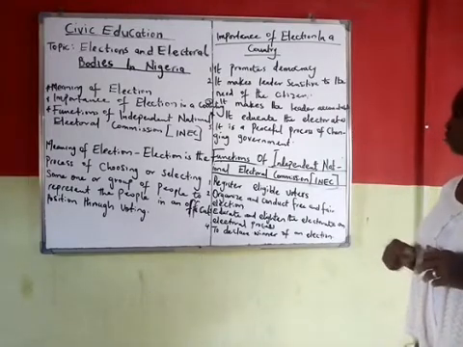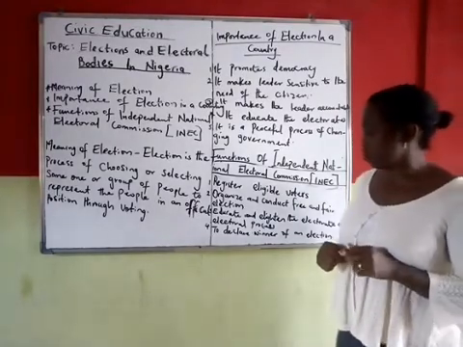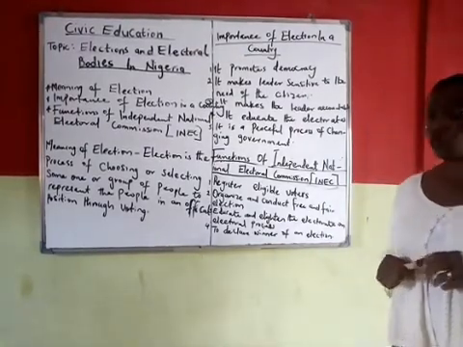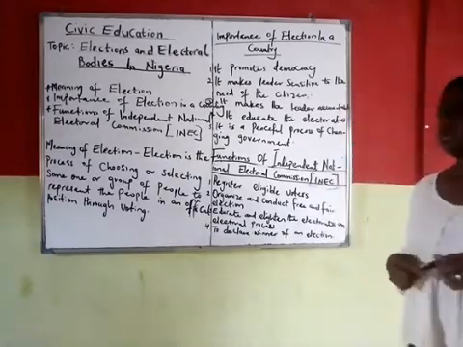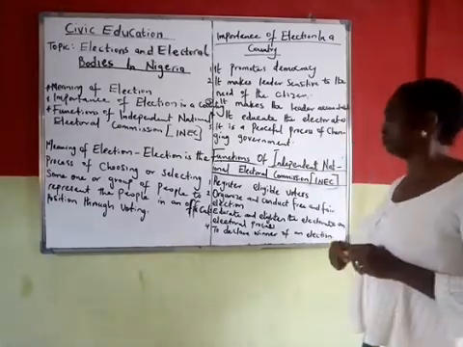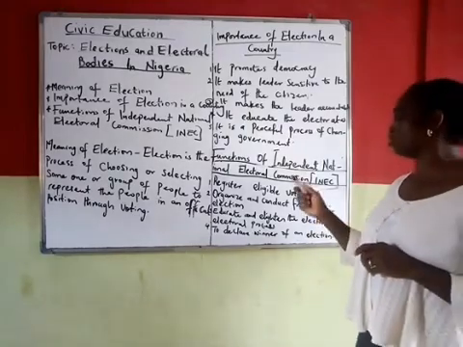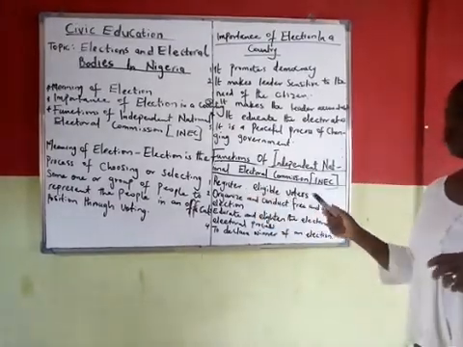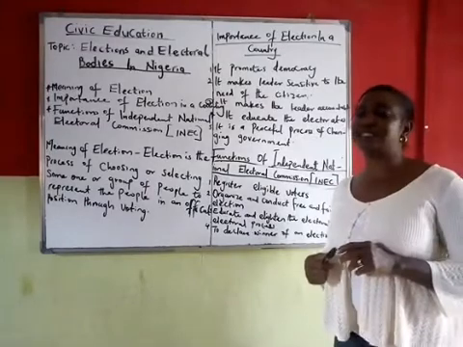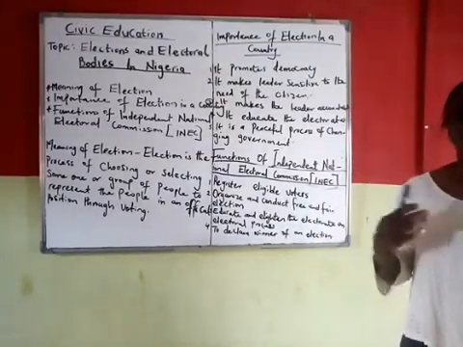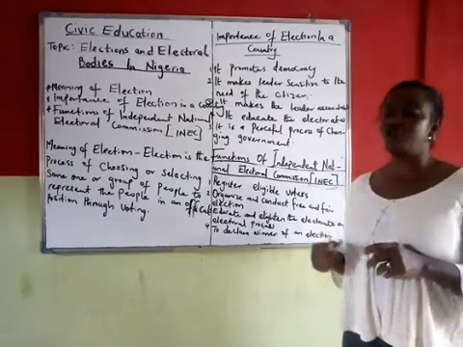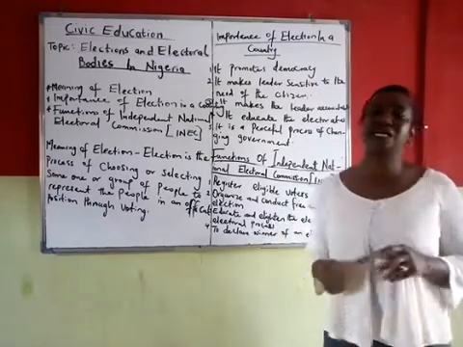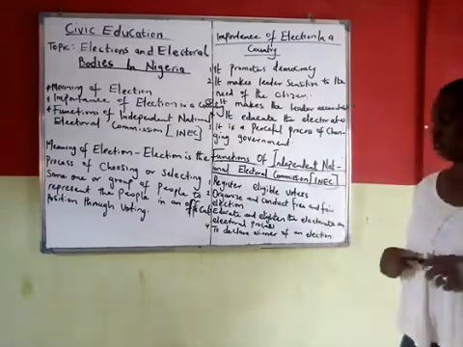Now let's go to some of the functions. At least we have like 4 on the board, and I am sure that at the end of this class we'll come up with more functions because it's applicable in our schools too. Now let's say the first one is that the function of the Independent National Electoral Commission is to register eligible voters. Who are the eligible voters? Those that are right to vote, those that are due to vote. In our country, the age for you to attain before you can vote is 18 years. So those of us that are not yet 18, we can't vote until we are 18.